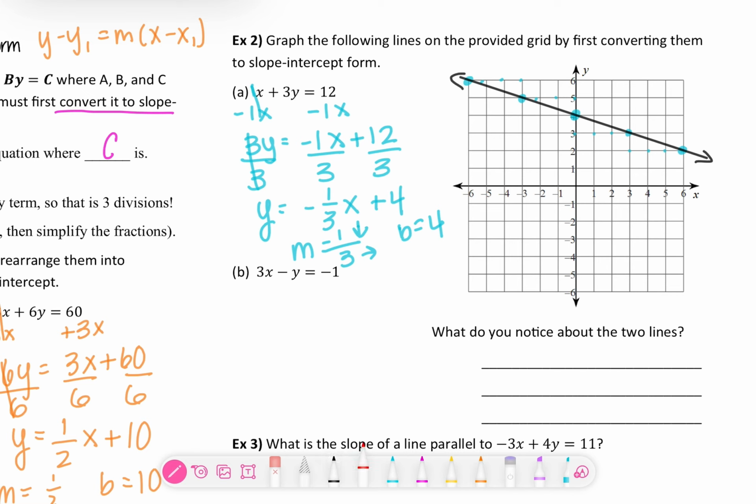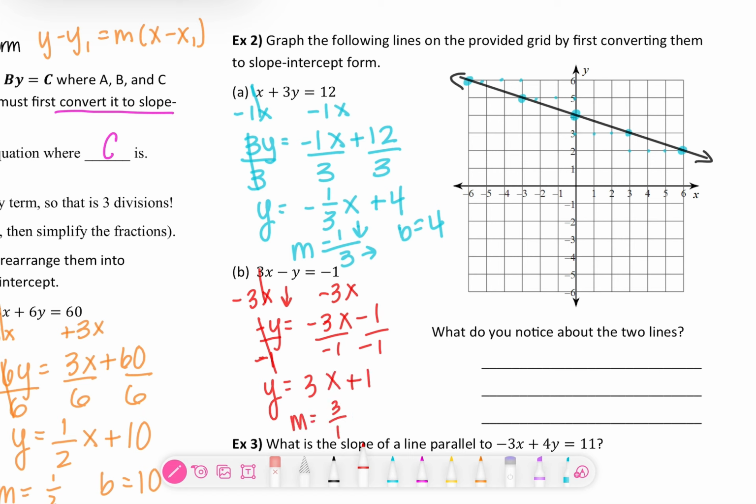Now for part B, we want to graph this one as well, right? So first things first, subtract 3x on both sides. You end up with negative y equals negative 3x minus 1. Negative y is, of course, negative 1y, so we're going to divide everything by negative 1, just basically changing all the signs. So y is going to be positive 3x plus 1. So when we graph this, our slope is 3/1 positive, so up and right. And then our beginning point, our y-intercept, is positive 1, so 0, 1 on the y-axis.